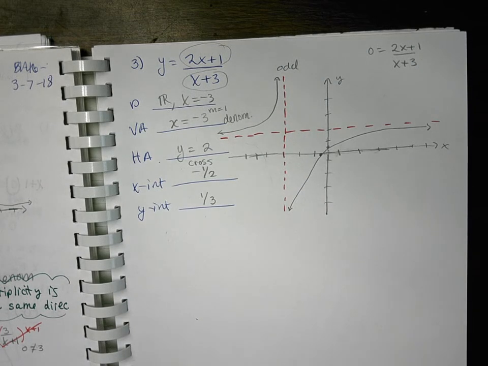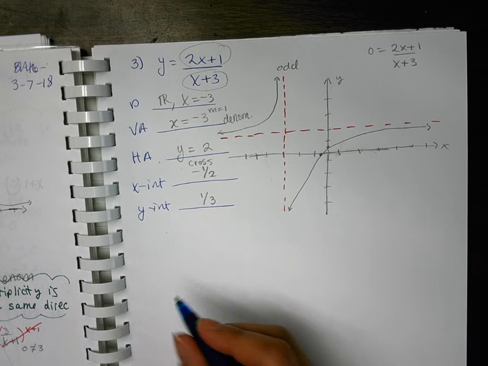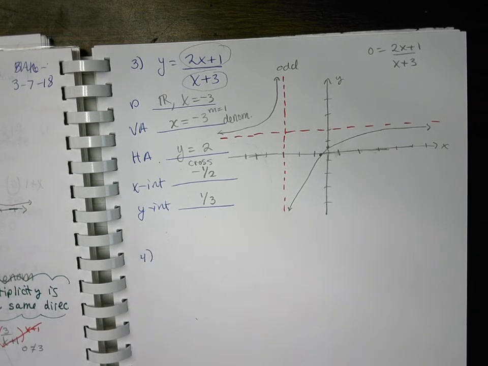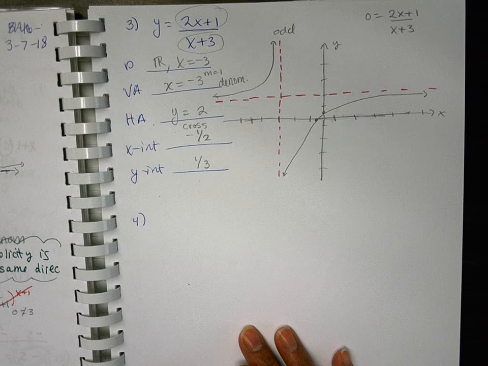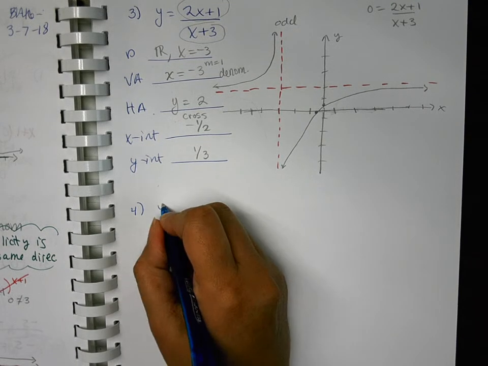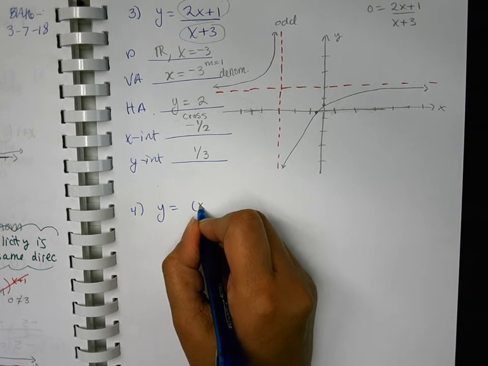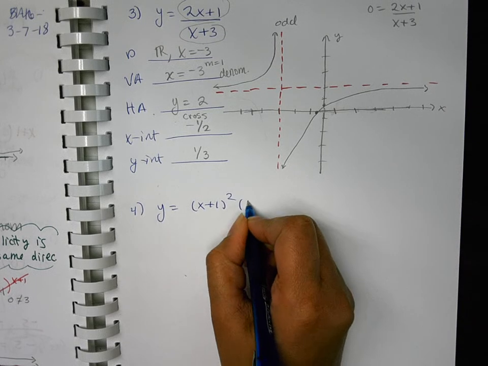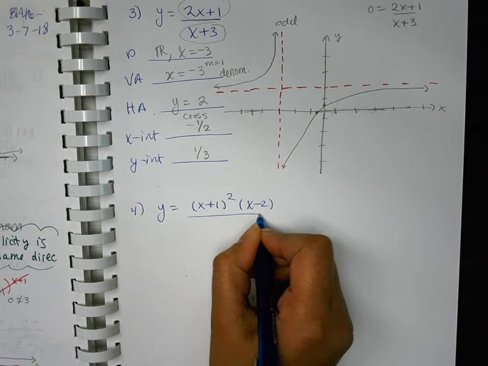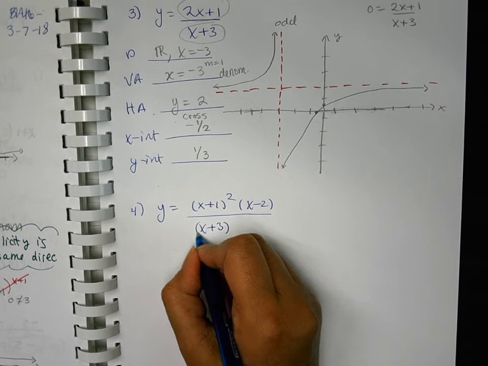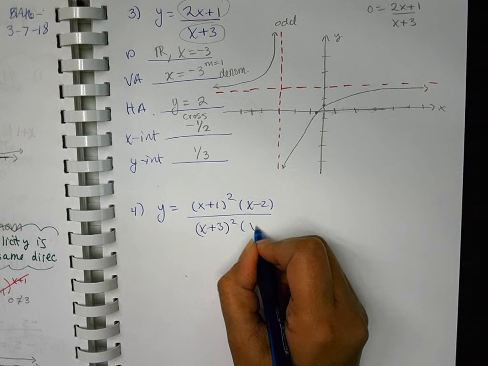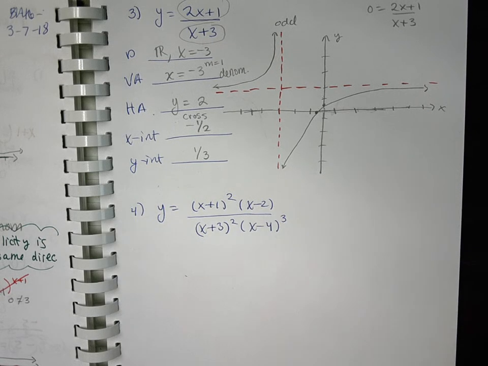And one more before I move on to the last one. Any questions on that? None? All right. y equals (x plus 1) squared (x minus 2) over (x plus 3) squared (x minus 4) cubed. Do we have some different multiplicities here? Yes. Finally, yes.